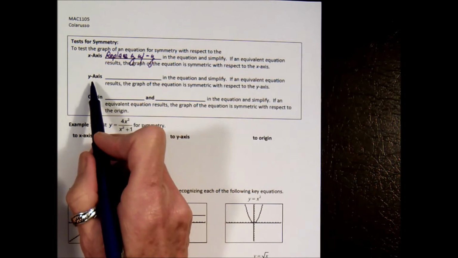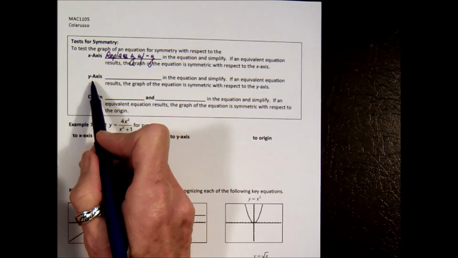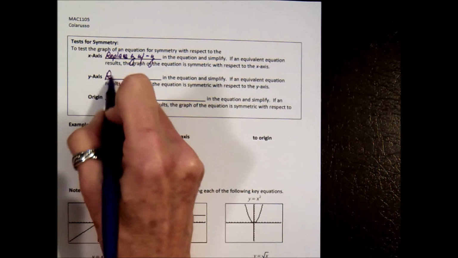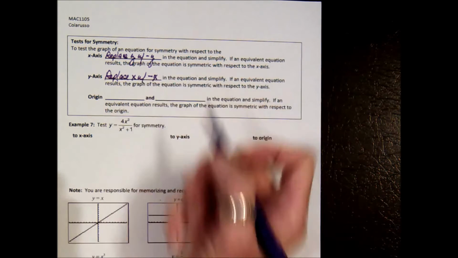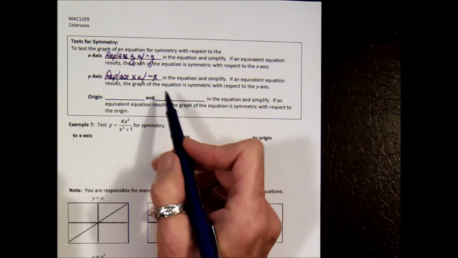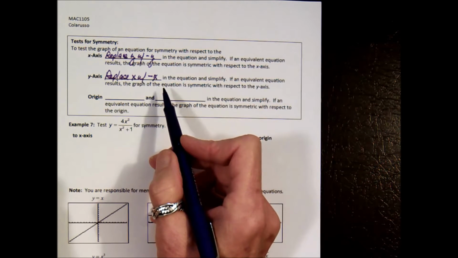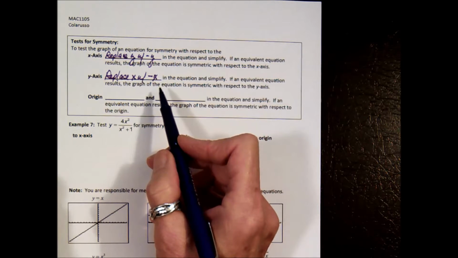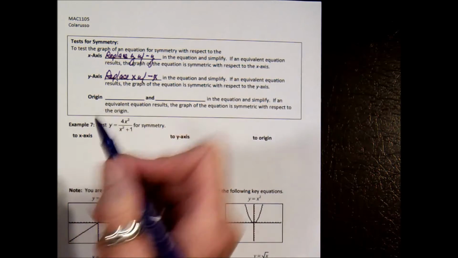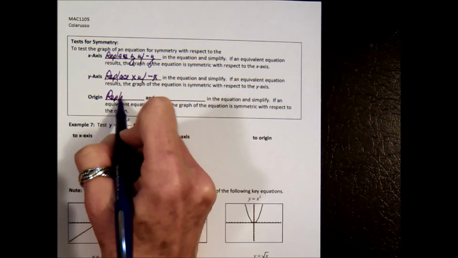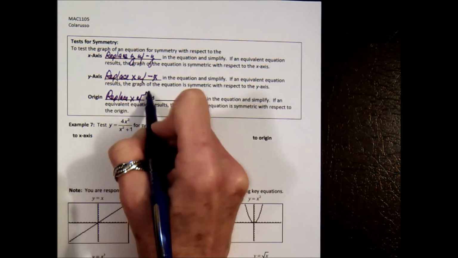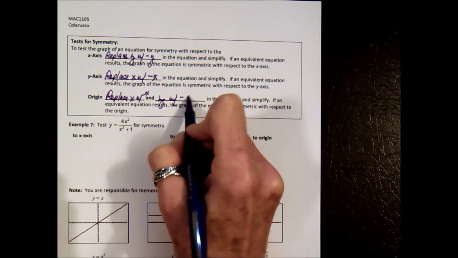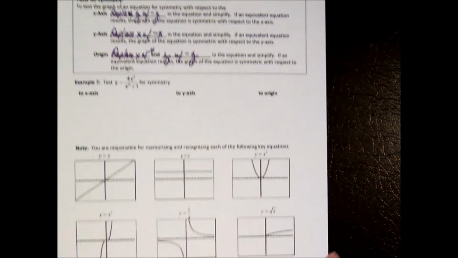With respect to the y-axis, if you want to check for symmetry, you replace x with negative x. And after you simplify, if you get an equivalent equation, then it is symmetric to the y-axis. To test for symmetry to the origin, you replace x with negative x and y with negative y. You do both of them and then you simplify. So let's take a look because it's much easier to see by doing it.